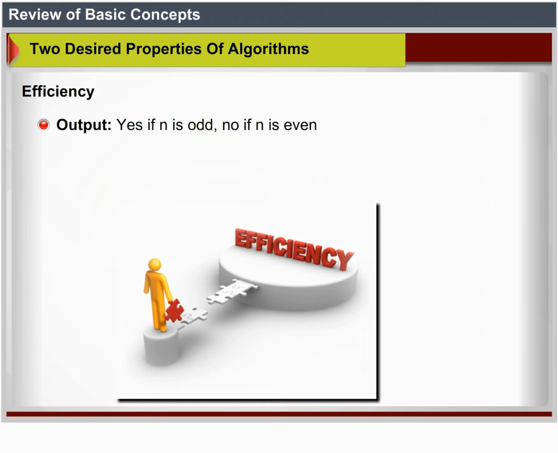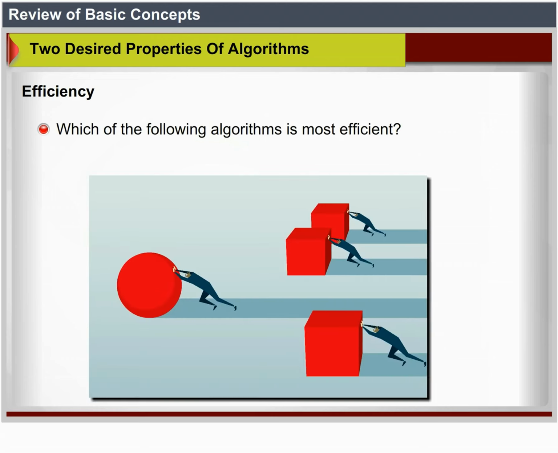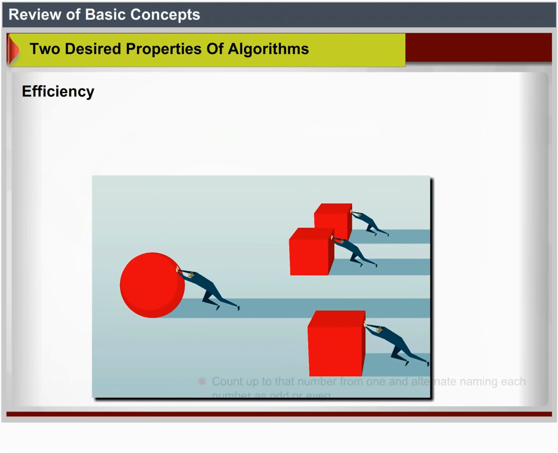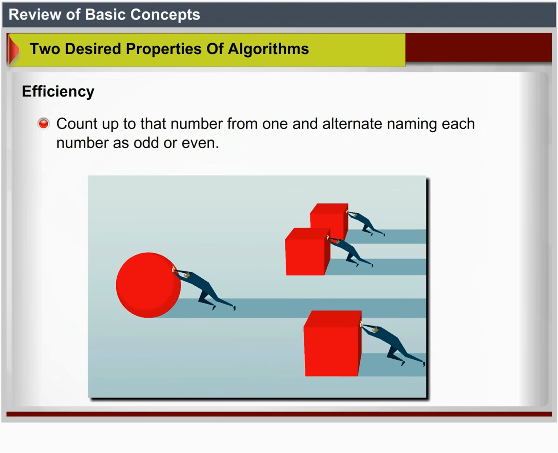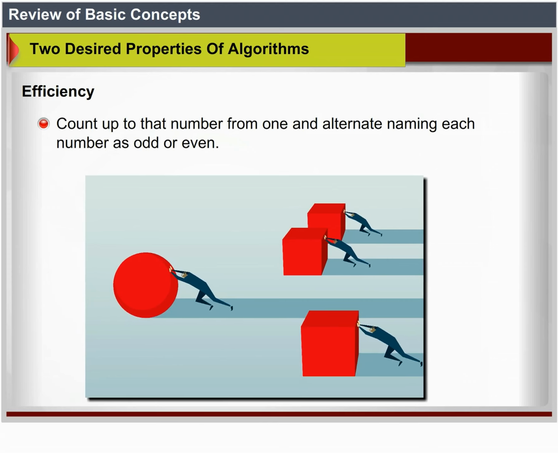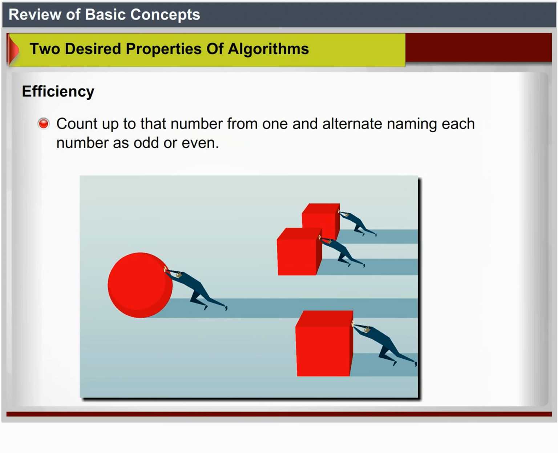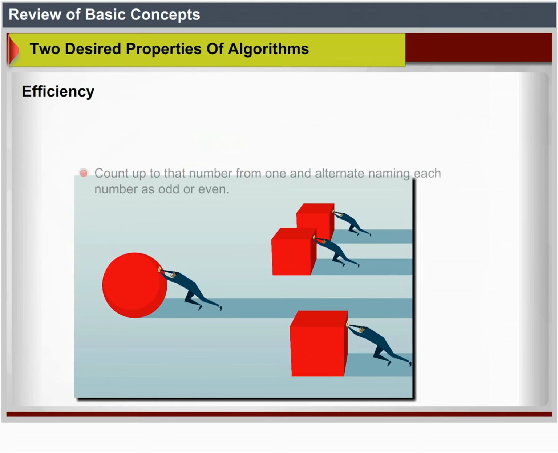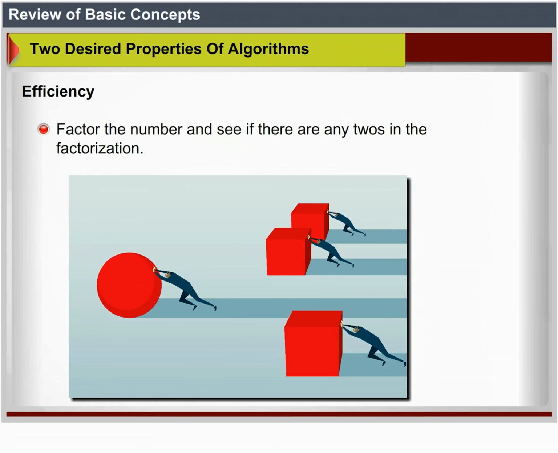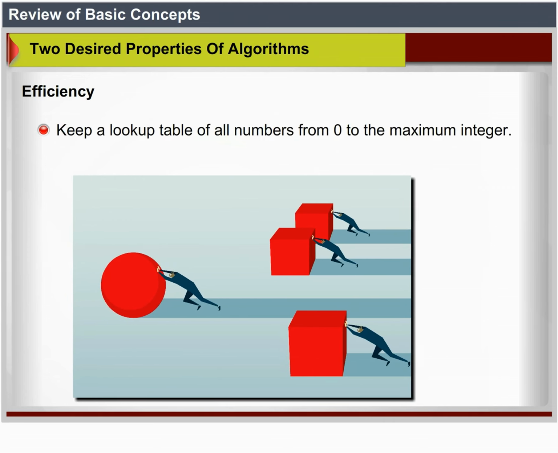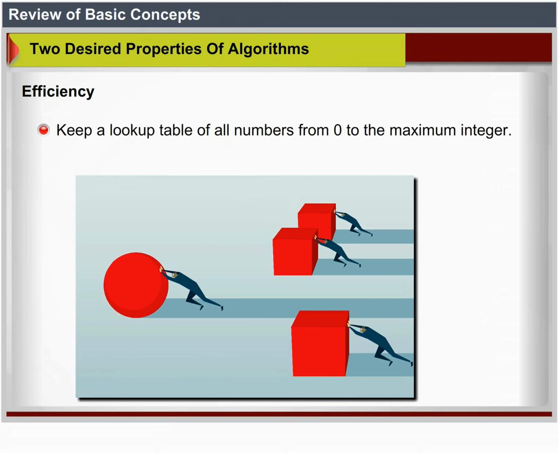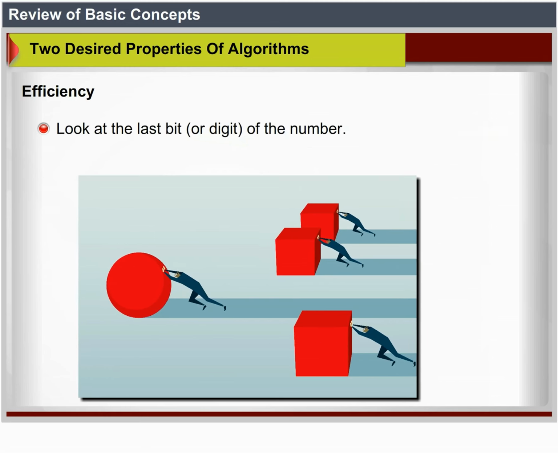Which of the following algorithms is most efficient? Count up to that number from 1 and alternate naming each number as odd or even. Factor the number and see if there are any 2's in the factorization. Keep a lookup table of all numbers from 0 to the maximum integer. Look at the last bit or digit of the number.